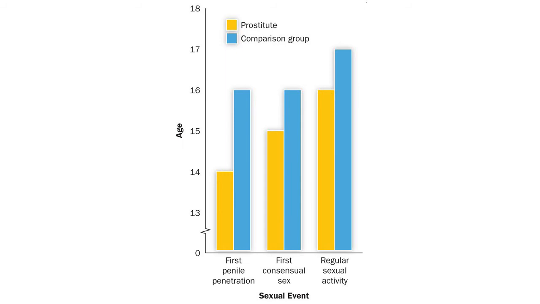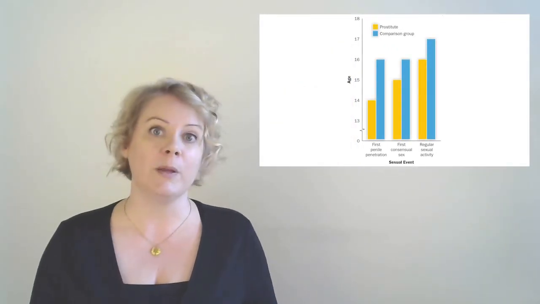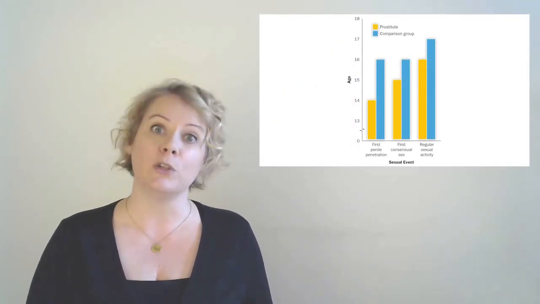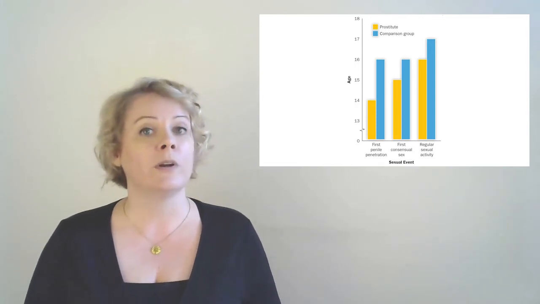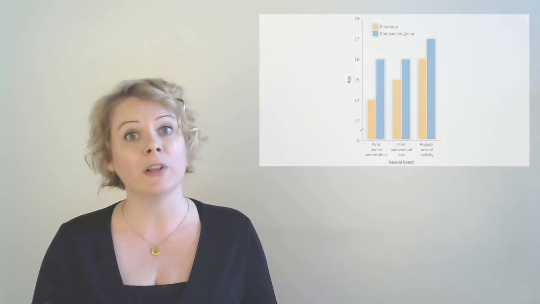But one especially sad fact is that you'll notice that the first penile penetration tends to occur earlier in prostitutes versus the comparison group. And that's not to do with sex that someone agreed to. That's not consensual penile penetration. That's very often rape. So it does tend to flow together that people who engage in sex work have been sexually abused at a young age. This is one of the biggest problems in regard to illegal sex work and, of course, in regard to our mental health state in America.